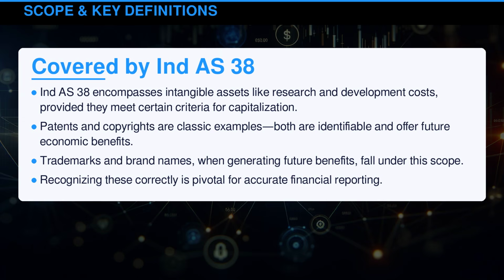Indian Accounting Standard 38 encompasses intangible assets like research and development costs, provided they meet certain criteria for capitalization. Patents and copyrights are classic examples. Both are identifiable and offer future economic benefits. Trademarks and brand names, when generating future benefits, fall under this scope. Recognizing these correctly is pivotal for accurate financial reporting.